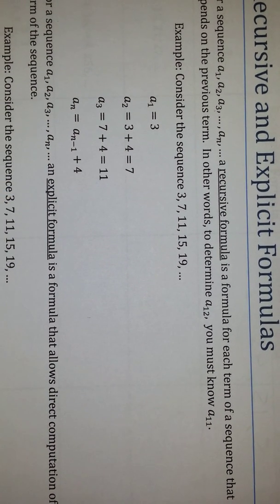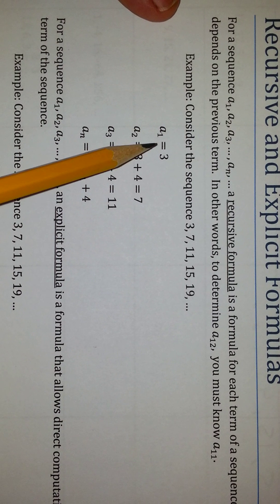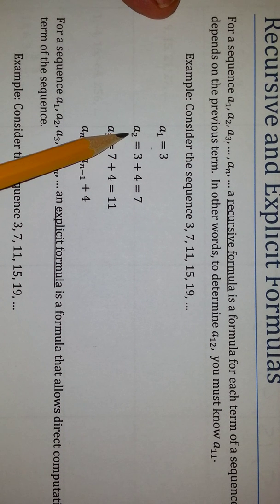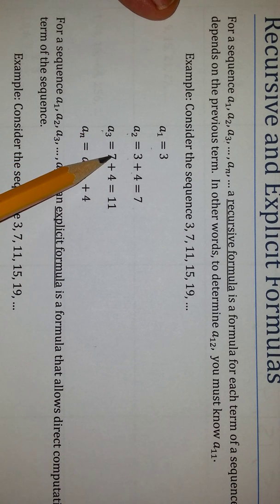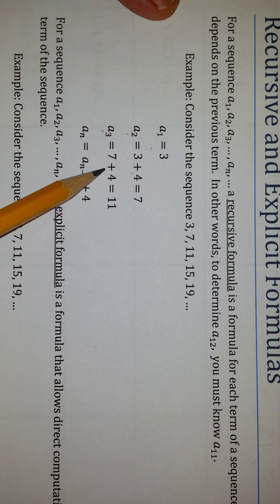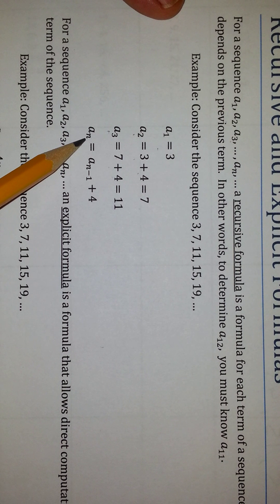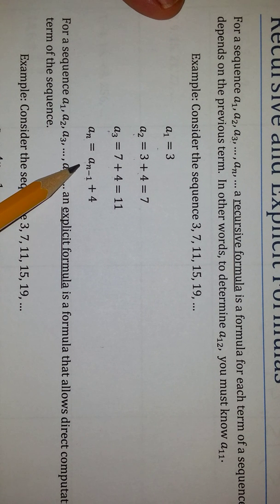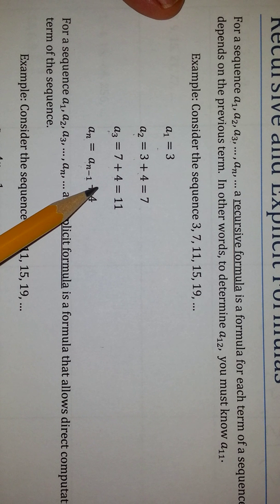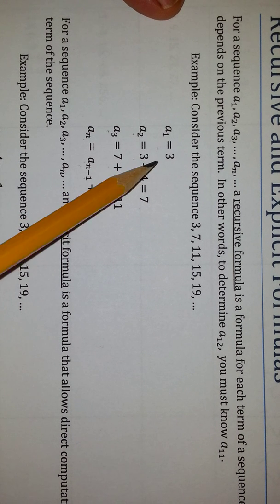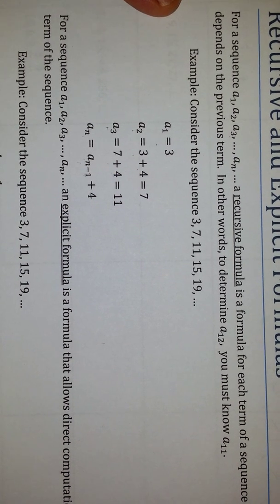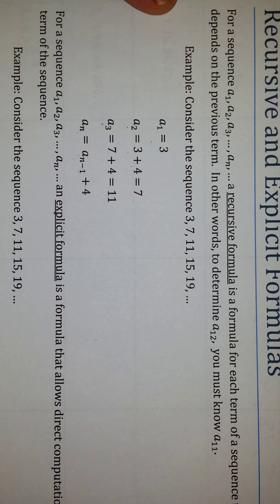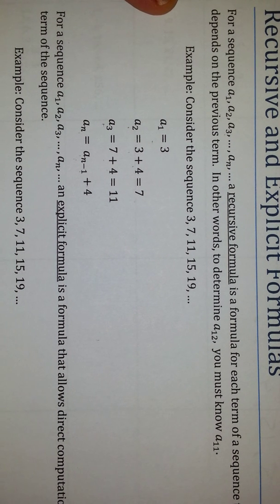Okay, so let's consider this. Here's A1, and we did a little of this. A2 equals 3 plus 4 equals 7. Okay, and here's A3 equals 7 plus 4 equals 11. So we notice that basically my nth term equals a sub n minus 1, which is what? The previous term plus 4. Okay, notice, but we needed what? We needed the first term to define something. So that's a recursive formula where we need preceding terms to help determine the formula.